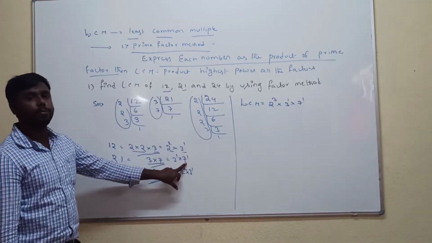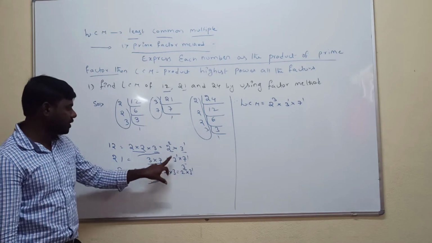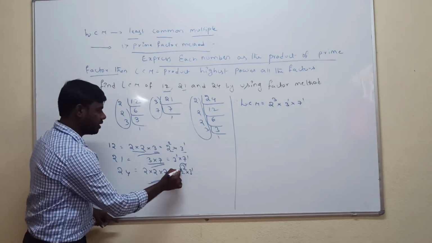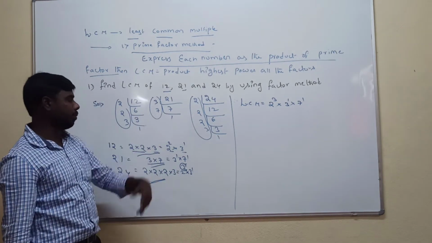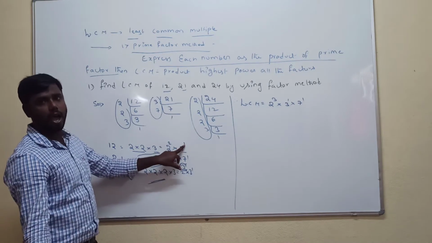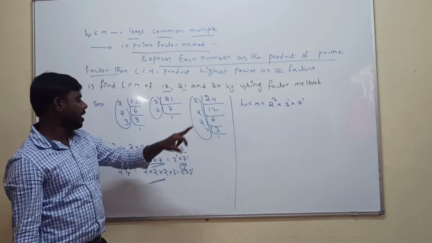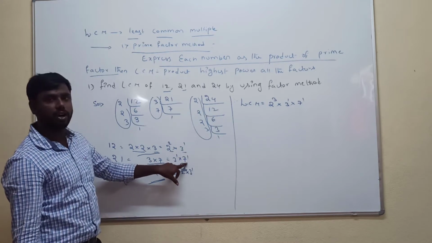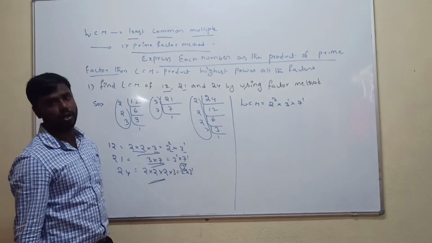So LCM is equal to, 2 appeared. What is the highest power of 2? 3 is the highest power. So 2 cubed into 3. What is the highest power of 3? Only 1. So 3 power 1. Next, one more number, 7, appeared. What is the highest power of 7? Only 1. 7 power 1.